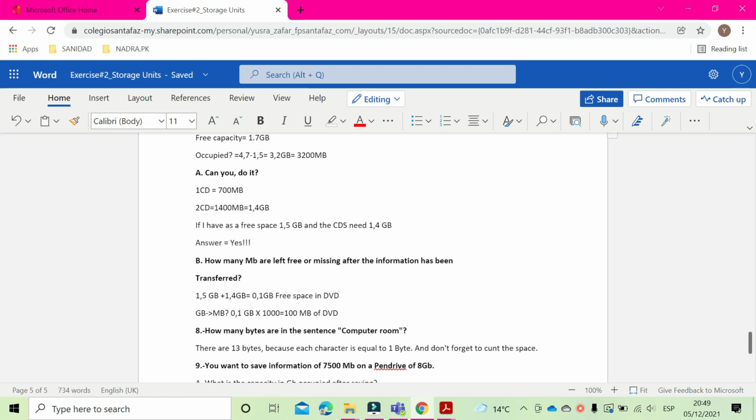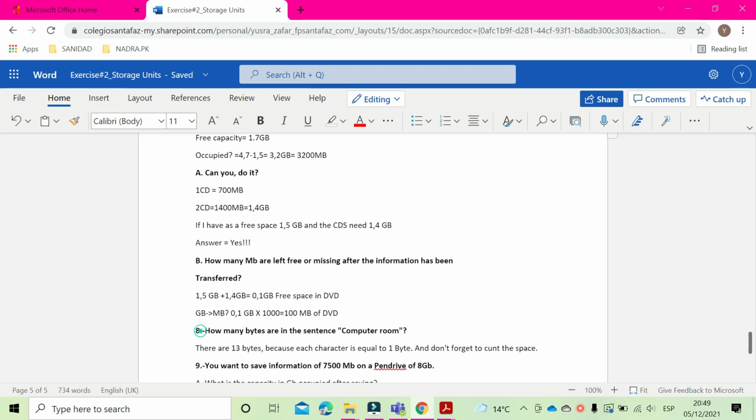And the next one is, how many MB are left free or missing after the information has been transferred? 1.7 GB minus 1.4 gigabytes is equal to 0.3 GB free space in the DVD, and 0.3 GB multiplied by 1000 is equal to 300 MB of the DVD.